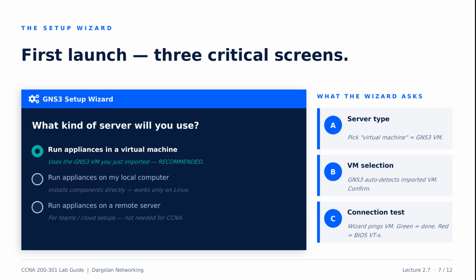Right after that import, the setup wizard launches and walks you through 3 quick decisions. First, server type. Always pick Run Appliances in a virtual machine, which hands the heavy lifting to the GNS3 VM you just imported. Second, VM selection. GNS3 usually auto-detects it, so you just confirm. Third, the connection test, where the wizard pings the VM. Green means you're done. Red almost always means VT-x or AMD-V virtualization is disabled in your BIOS. A quick reboot into firmware settings fixes it.